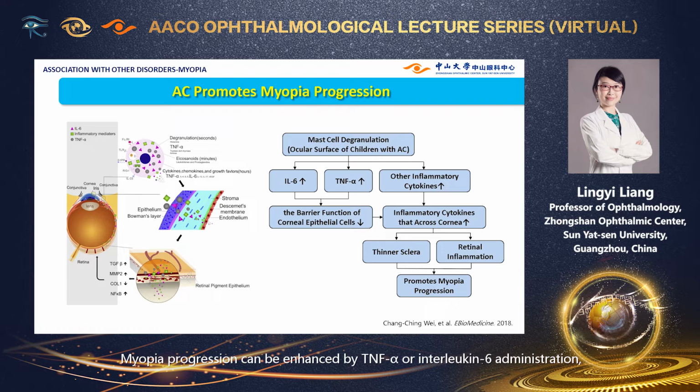Myopia progression can be enhanced by TNF-alpha or interleukin-6 administration, two cytokines secreted by the mast cell degranulation during allergic conjunctivitis. These cytokines can cross the cornea and reach the retina and sclera, and finally link to the microinflammation and thinning of the sclera. The experimental findings in mice corroborate the epidemiological data, showing that allergic inflammation influences the development and progression of myopia.